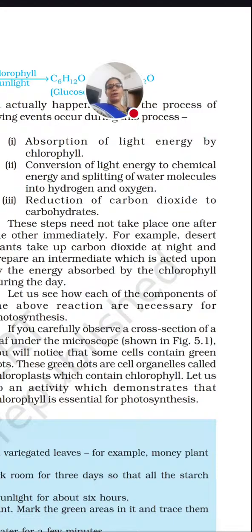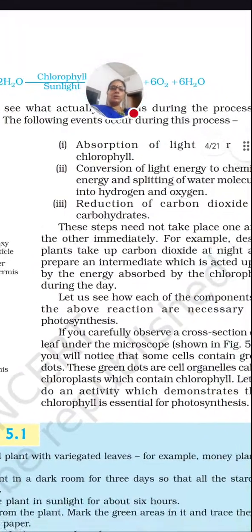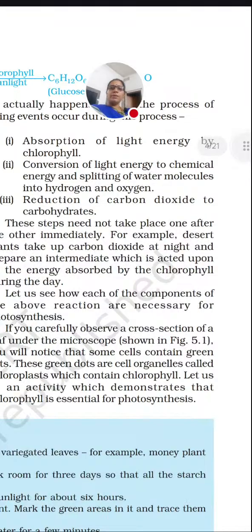And splitting of water molecule is also taking place. So here, as we saw in the reaction, carbon dioxide is added with water. So what is happening to this water? This water will split out. That splitting is called photolysis. The first one is light energy being converted into chemical energy. Then photolysis of water is taking place. Photo means in presence of light. Lysis means breakdown. Water is being broken down into hydrogen and oxygen. As there is breakdown of water, we call it photolysis.